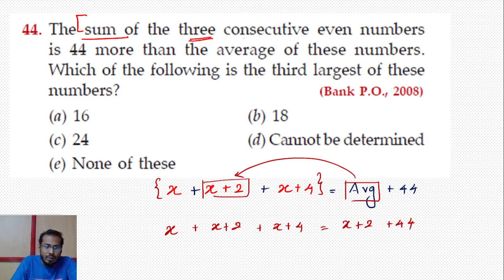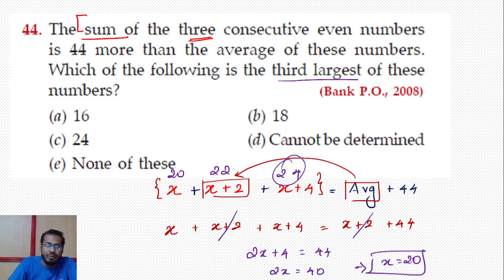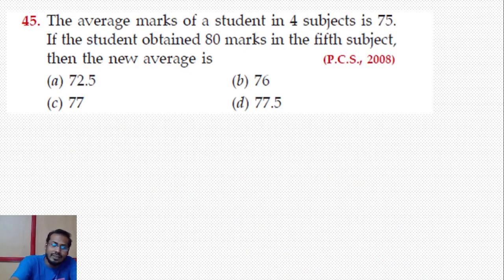Right? So now I am going to cancel this x plus 2 and x plus 2. So 2x plus 4, that is equal to 44. 2x is equal to 40. So x is equal to 20. அப்போ அந்த 3 நம்பர் x is equal to 20 அப்படின்னா next number என்னவா இருக்கும்? 22 and 24. Okay, so what is the question? Third, which of the following is the third largest of this number? That is 24 is the right answer. Is it clear? Next question.